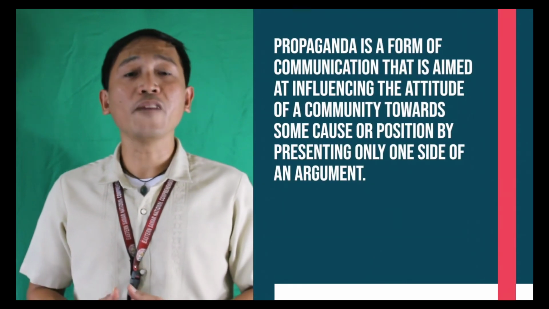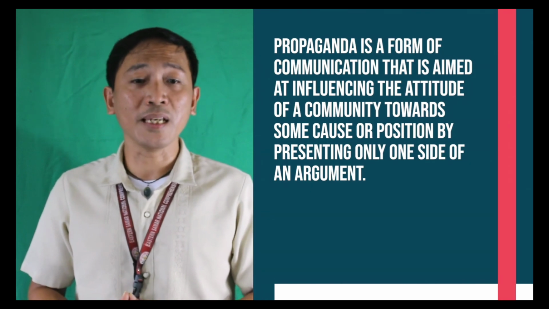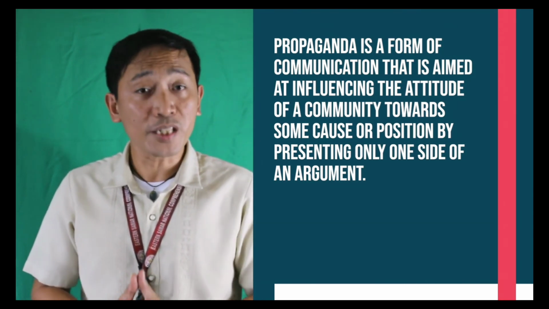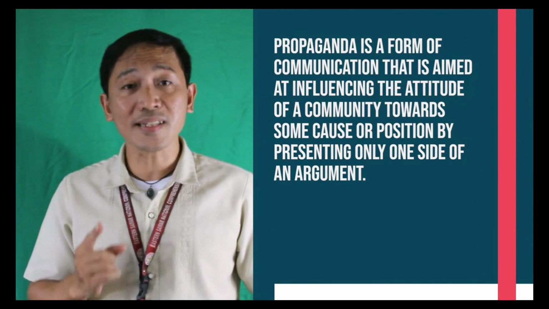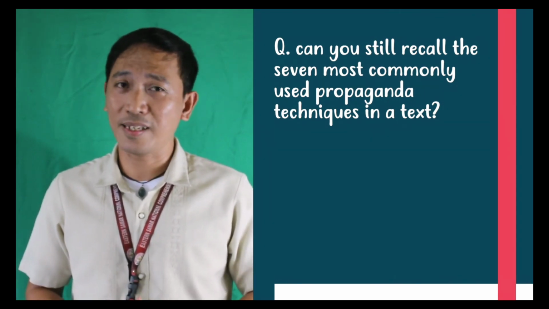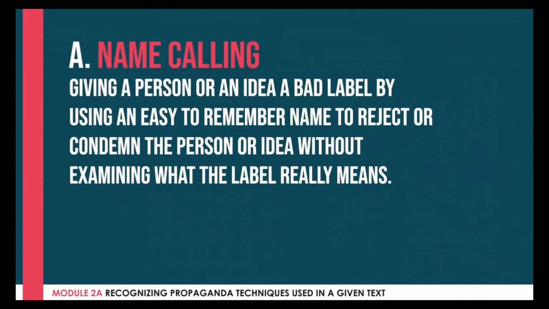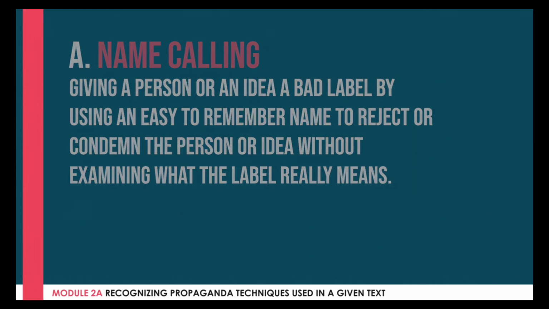Propaganda is a form of communication that is aimed at influencing the attitude of a community towards some cause or position by presenting only one side of an argument. Can you still recall the 7 most commonly used propaganda techniques in a text? First is name calling, giving a person or an idea a bad label by using an easy to remember name to reject or condemn the person or idea without examining what the label really means.